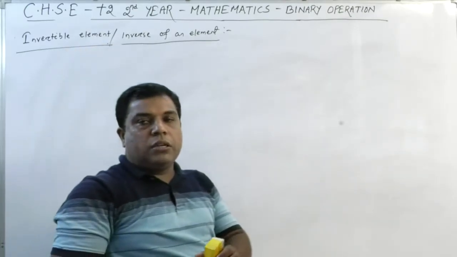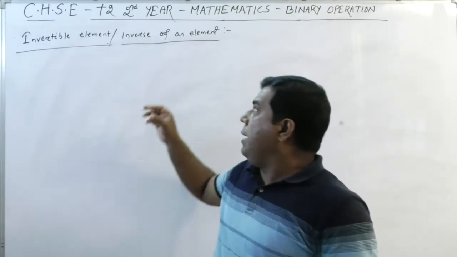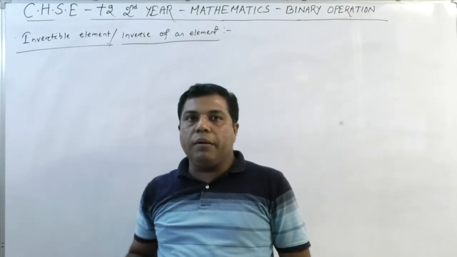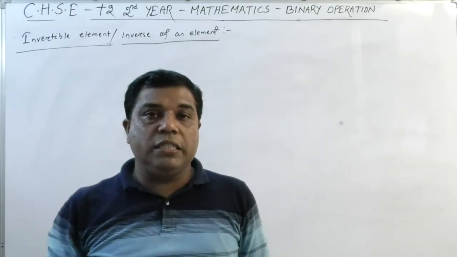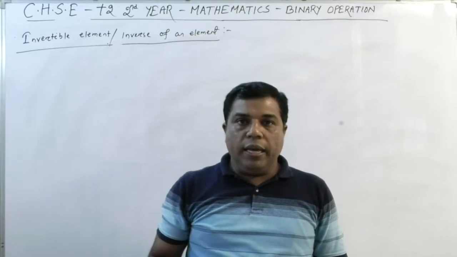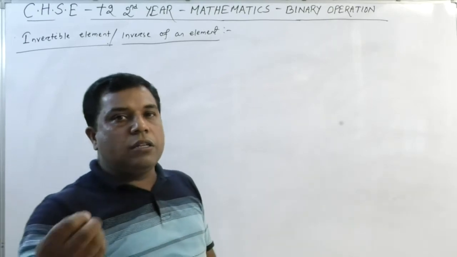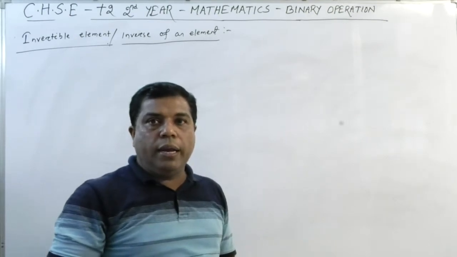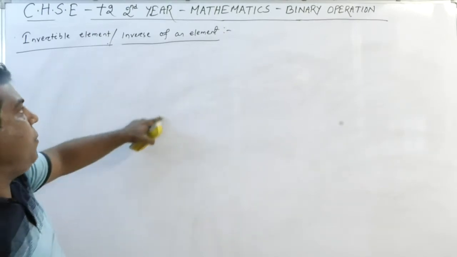First of all, we will see what an invertible element means, or what the inverse of an element means, and later on we will check whether the inverse exists or not for every element. Those are the things we have to discuss. So let us go with the definition and we will show it through an example also. Now I am going to write the concept of invertible element.